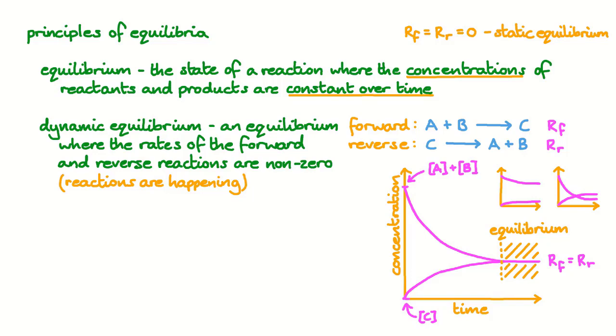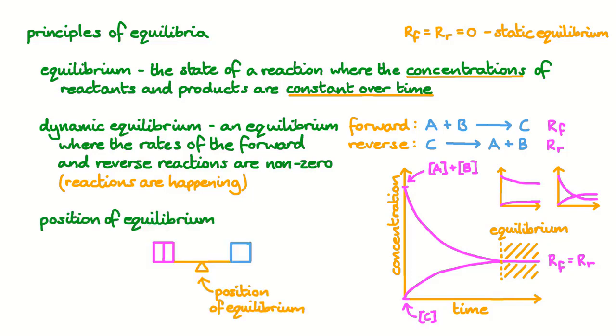Now we can move on to our last bit of background information. The position of equilibrium isn't a well-defined property. It's only really used when comparing one set of equilibrium conditions to another. But we can think about it like the pivot in a seesaw. It's the point which balances the amounts of product and reactant.